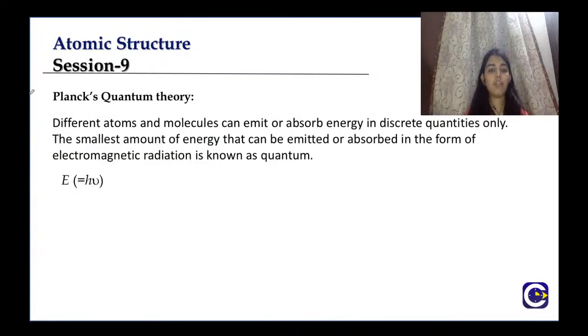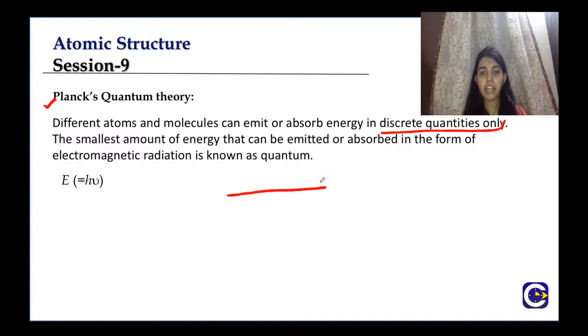Now we come on to Planck's quantum theory. Here we said that the diffraction and interference phenomena can be explained on the basis of the wave nature of light, right? Planck, on the other hand, said that different atoms and molecules can emit or absorb energy in discrete quantities only. That means in the form of small packets. He said that this light radiation is made up of small packets. It is not fully continuous, rather it is in the form of small packets.